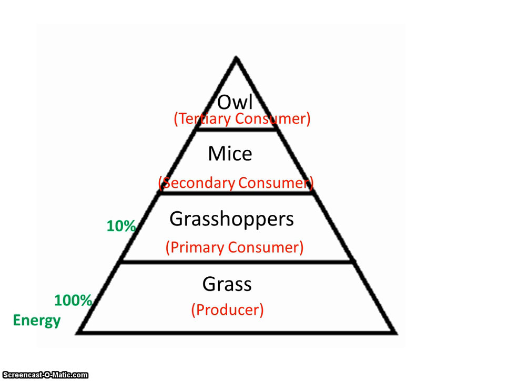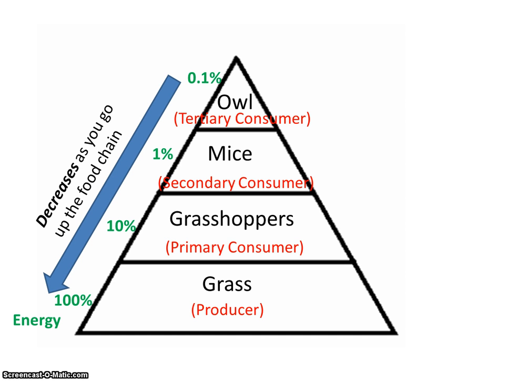The 10% of the energy that the grasshoppers get, they've got to do things too. They've got to do respiration. They've got to move. That requires energy. So the mice that eat them are only going to get 10% of that energy, which is going to be 1%. And then the owls, all the way at the top, it's not getting the energy firsthand. It's the last thing to receive that energy. So it's going to have the least amount of energy. So energy decreases as you go up the food chain.